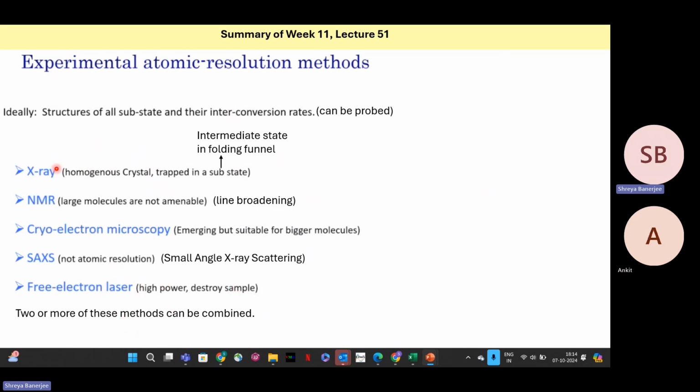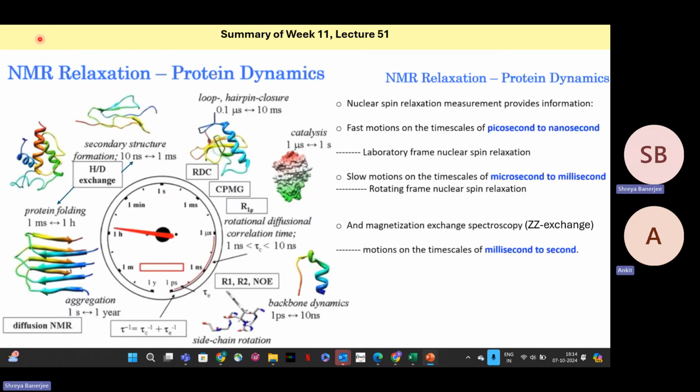So all of these techniques have some advantages and some disadvantages. So often two or more of these techniques can be combined depending on what you want to study. Since this is an NMR course, we will look at how NMR is used to probe protein dynamics. Basically, nuclear spin relaxation measurement provides different information. So there are fast motions on the time scale of picosecond to nanosecond. You can see the very fast motions here, which are the backbone dynamics or the side chain rotation.